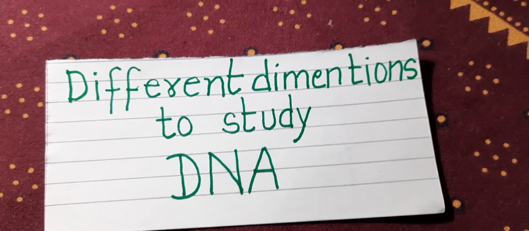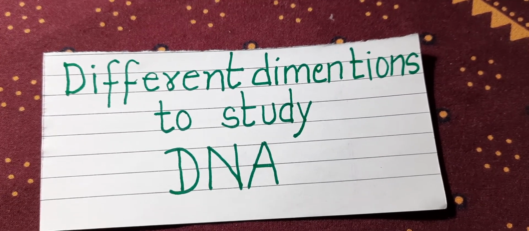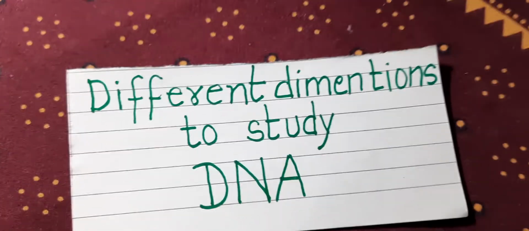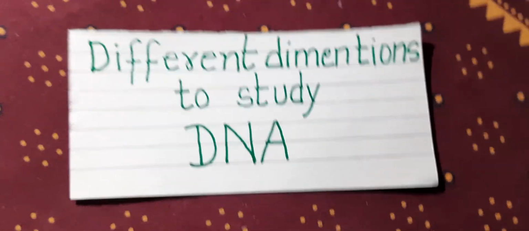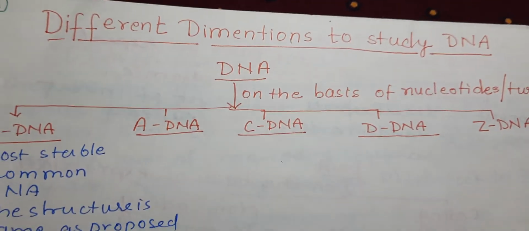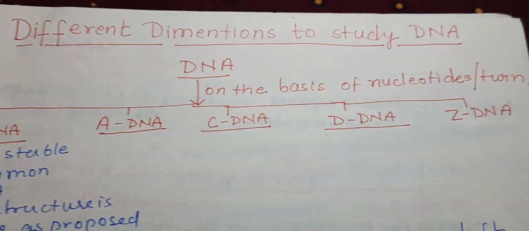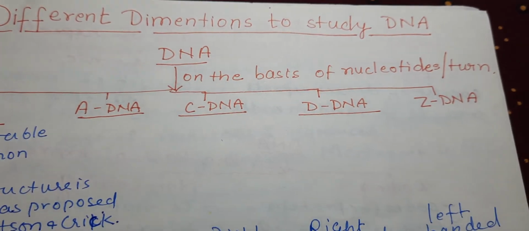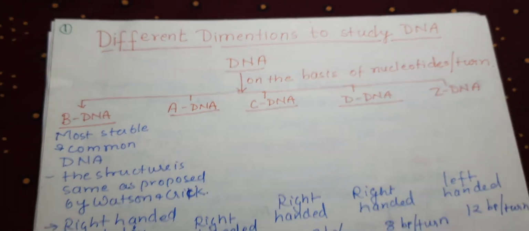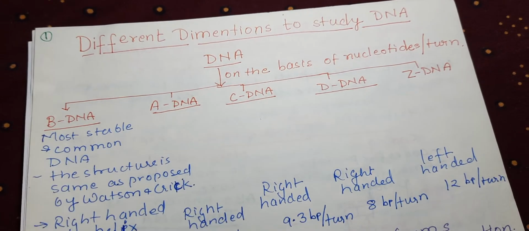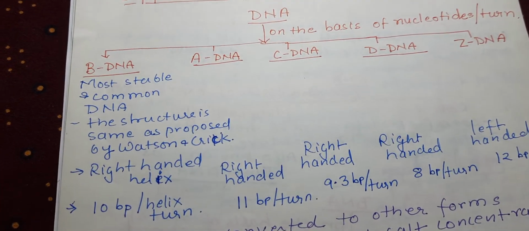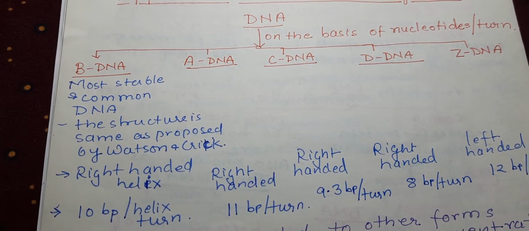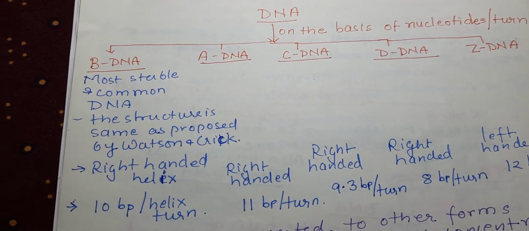Dear student, today we will discuss different dimensions to study DNA. So there are several aspects to gain the proper understanding of DNA. So let's talk more about DNA. Now, on the basis of the nucleotide pattern, the DNA is divided into five basic categories: bDNA, aDNA, cDNA, dDNA, and zDNA.